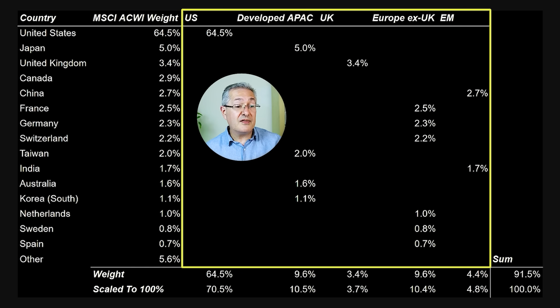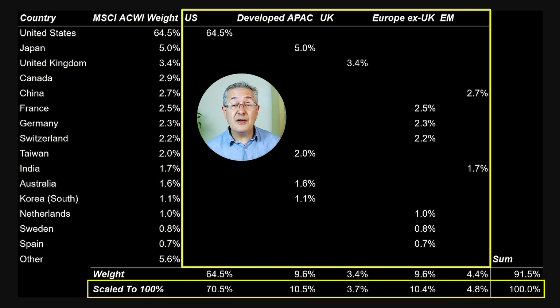You could say have the United States. There are lots of trackers for the US. You could have a developed Asia Pacific or APAC fund. Perhaps you'd have a UK fund because that's where we live. Then you'd have Europe ex UK and emerging markets. Now, these weights don't exactly add up to 100%. There's 9% missing from this decomposition. So in the bottom row, I've scaled things up so that it does add up to 100.